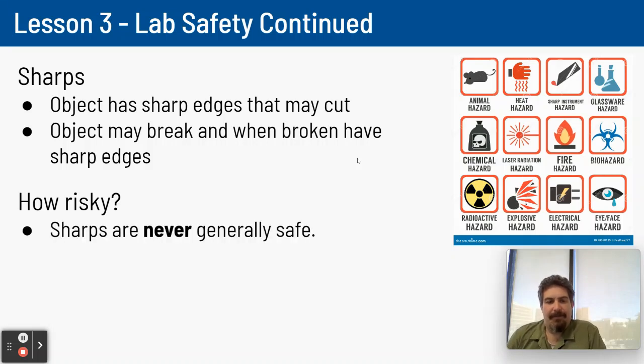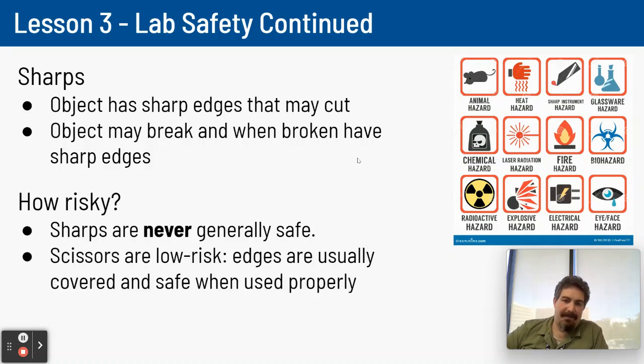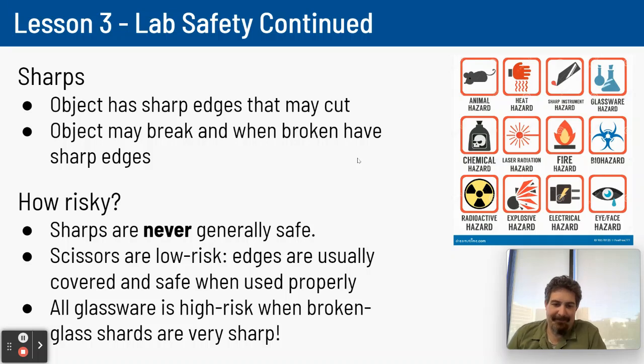So how risky? Sharps are never, ever generally safe. Anything that has a sharp edge is at least low risk, right? Because even doing everything correct, there's always a chance that something could get cut, right? Now, scissors are low risk. The edges are usually covered. It's very safe using them properly. It's very unlikely that you'll cut anything you're not intending to when you use them properly. Like I said before, glassware is very high risk when it's broken.